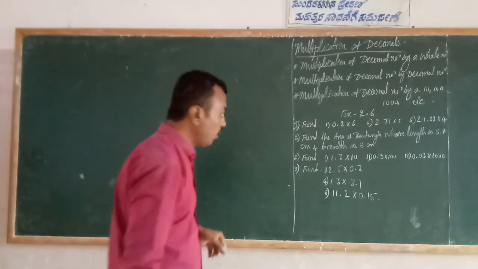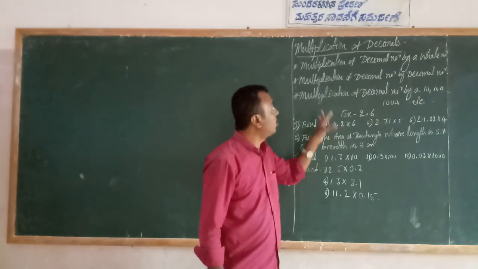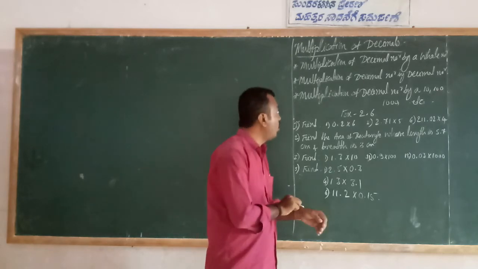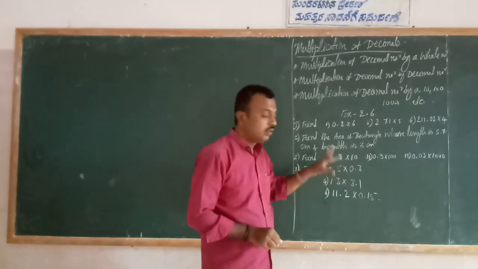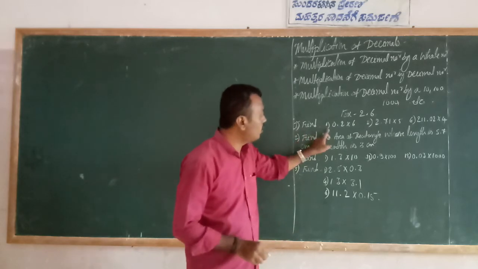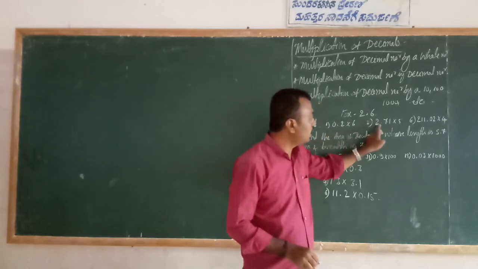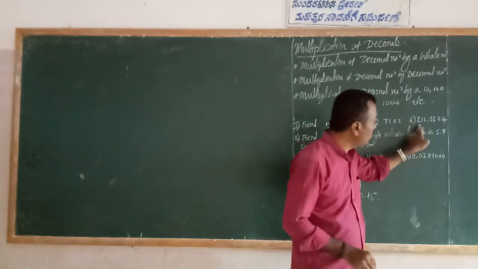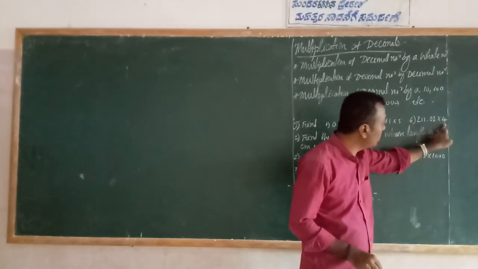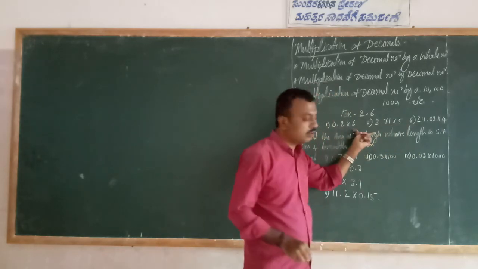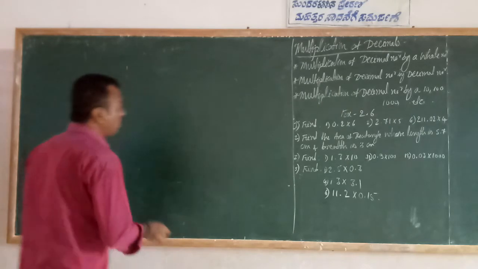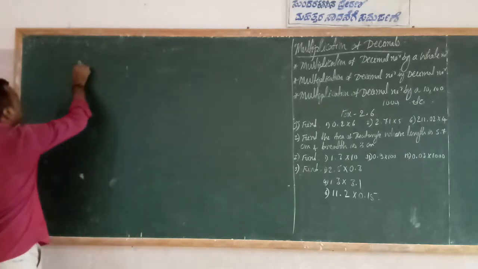Yes, we can go directly to exercise 2.6, the multiplication of decimal numbers. I will show all the types of questions: 0.2 into 6, 2.71 into 5, and 211.02 into 4. I will take only three questions from the first one; the remaining questions you have to solve at home. Okay, now we will take the first question of 2.6.